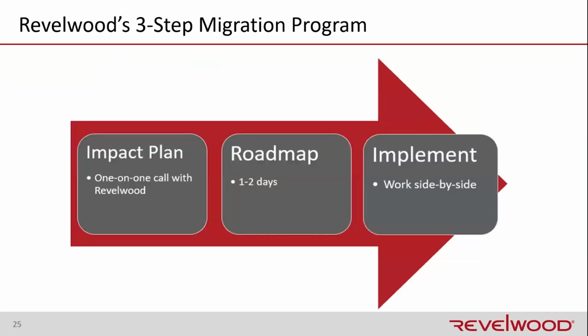Jump to the next slide. So how do we do that? What does the process look like? We've got a 3-step migration program, which we'll be happy to go into more depth with you about. But really, the first step is taking a one-to-one call with us, so we can walk through what you have, what it looks like, what it might be, put together a roadmap over the course of a couple of days, and then really work with you side by side to implement the project and the changes, and make sure you've got everything that you need.